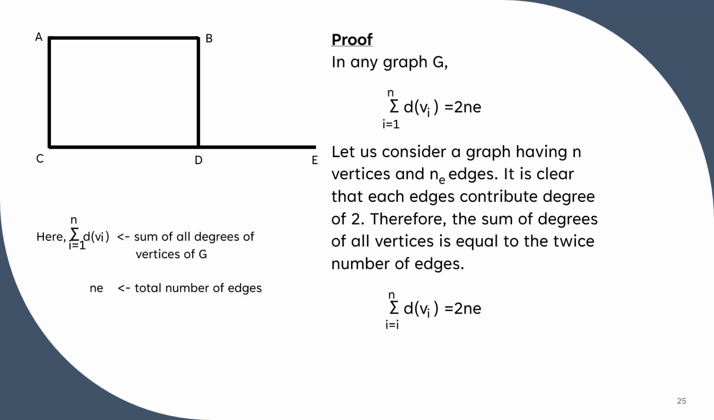Here, the sigma d of V is the sum of the degrees of all vertices of G, and e is the total number of edges.